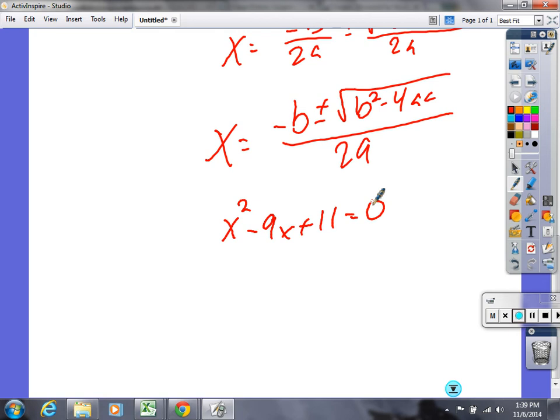Okay, so I got a question for you. Since this is a quadratic, can somebody tell me what my a value is? 1. What's my b value? We've already done this before, right? Negative 9. What is my c value? Does everybody understand? If you don't understand where this comes from, you will not be able to do today's work. So if you do not, please ask a question. Remember, a, b, c.